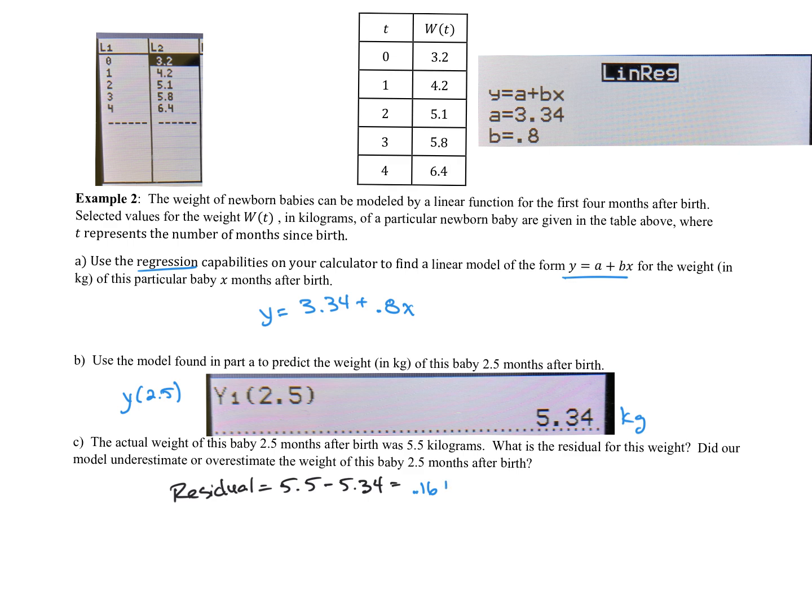And so we end up having a residual of 0.16. All right. And so what do we know about our residual? So did our model overestimate or underestimate? This was a what? An underestimate. All right. It's an underestimate of our actual.